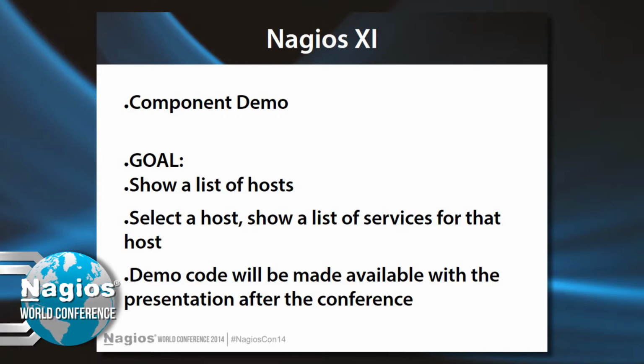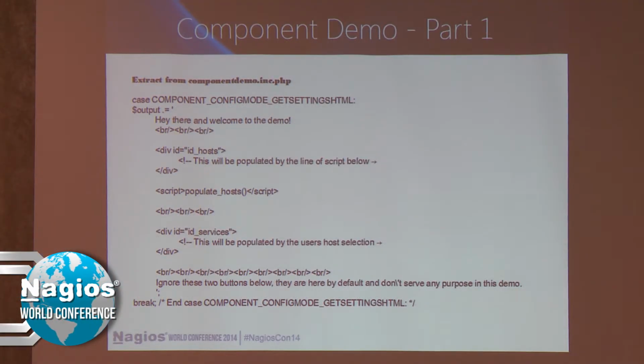So to start off with, we have a PHP file called component demo. We have a variable where this case and this break is part of a big PHP switch function. It's like a big if else, that sort of thing. But switches, I like them, they're fun. So we define a variable called output. We define an empty div called hosts, and we have an empty div called services.